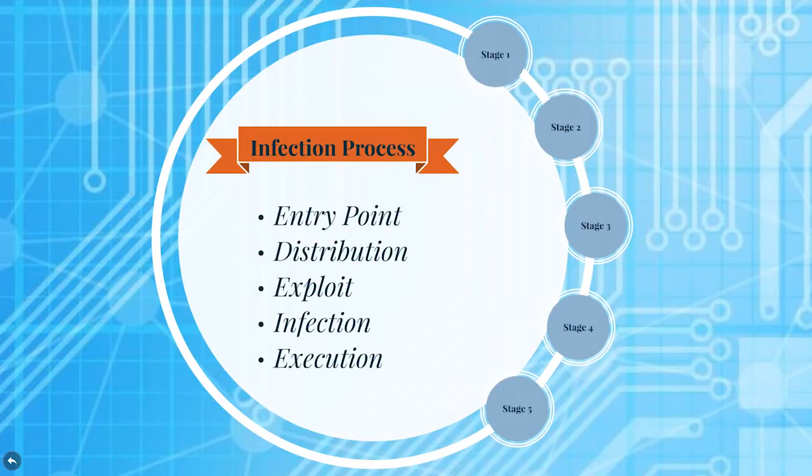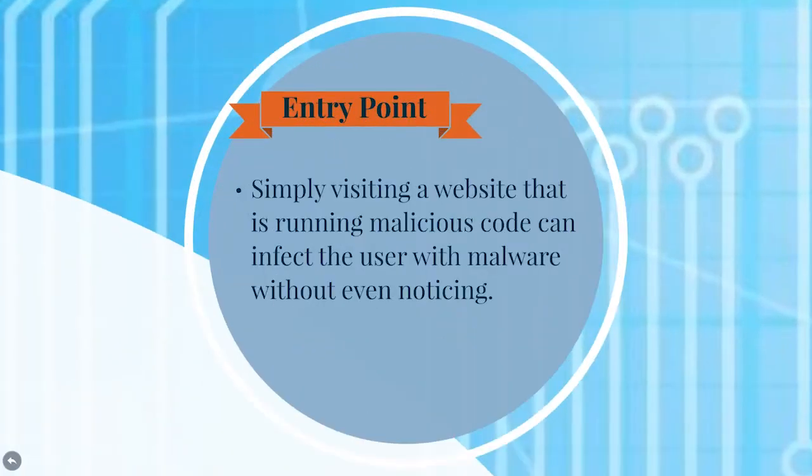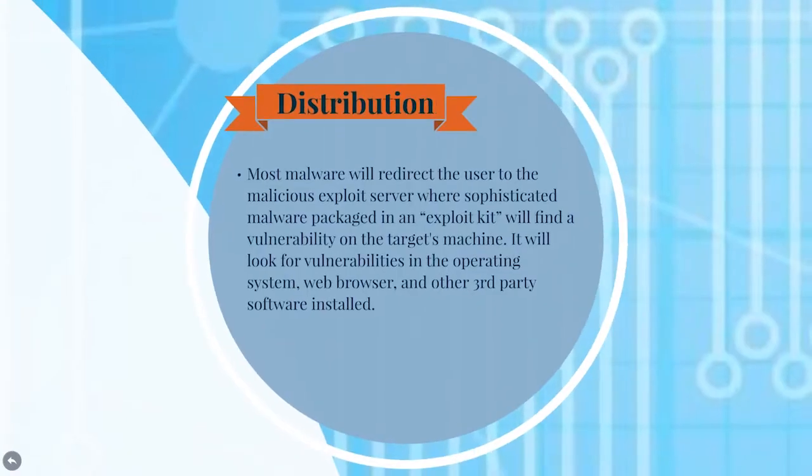The infection process. Infection does not only occur when a user clicks on the advertisement, but it can also be delivered by just visiting the web page where the advertisement is hosted. This is also known as a drive-by download. Sophos, a network security company, describes the drive-by download in 5 stages. Stage 1, entry point. Simply visiting the web page that is running malicious code can infect the user with malware without even noticing.